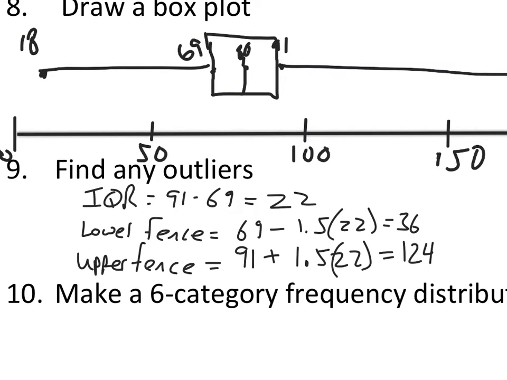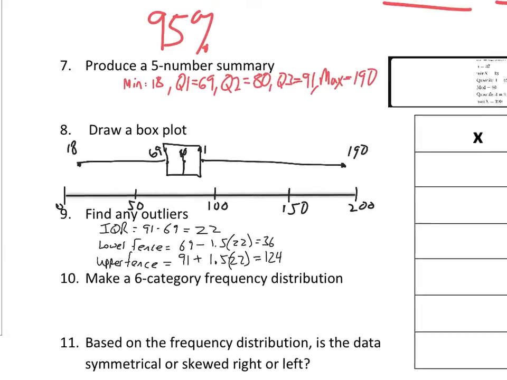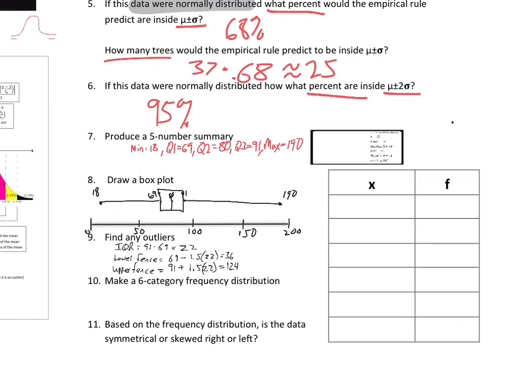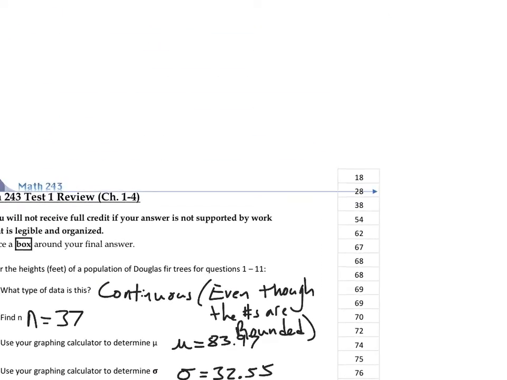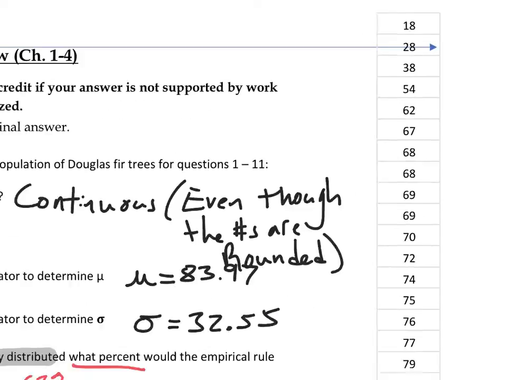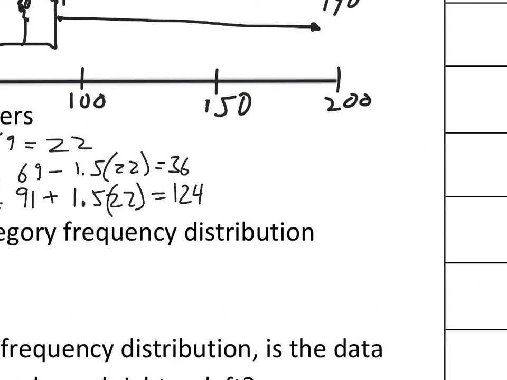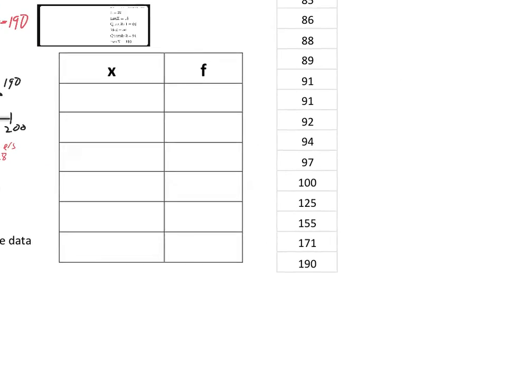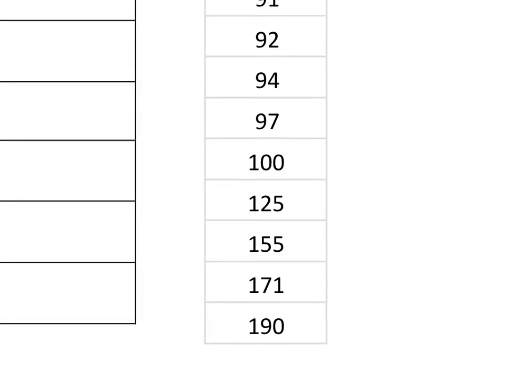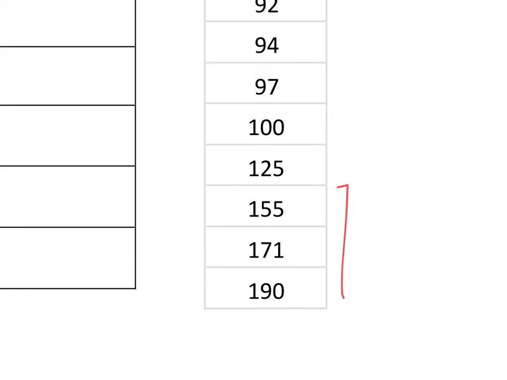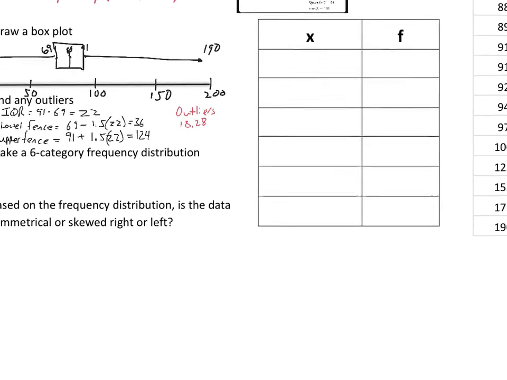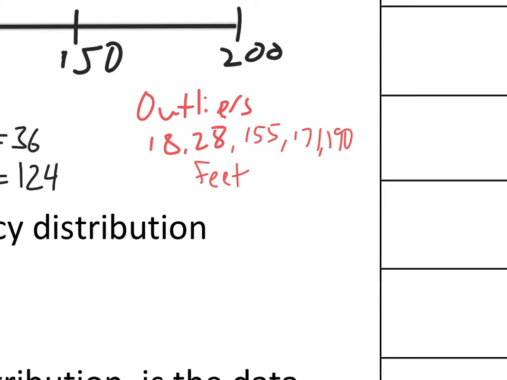And so now we can look for outliers. We go to our list and see what numbers on our list are less than 36. Do we have any? We do. We have 18 and 28. So the outliers are 18 and 28. Are there any above 124? There are. There are these three here: 155, 171, 190, and those are feet.